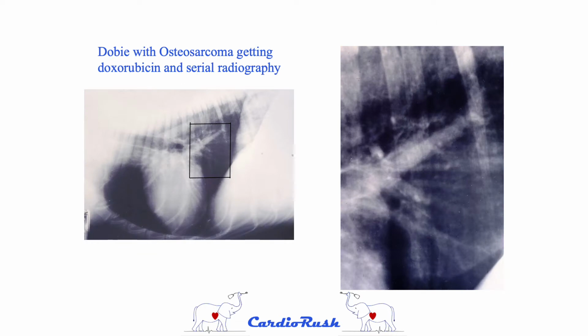This is the dog who had osteosarcoma and also had, unknown to us, dilated cardiomyopathy in an early phase, and the dog was receiving doxorubicin and serial radiography. So on each of these subsequent pictures, we're going to have the lateral view of the chest X-ray, which then in this square is going to be blown up to the right of it, where we will see the pulmonary veins coming back into the left atrium, and we'll be looking at the lung pattern to see if there's any interstitial, bronchial, or alveolar changes.